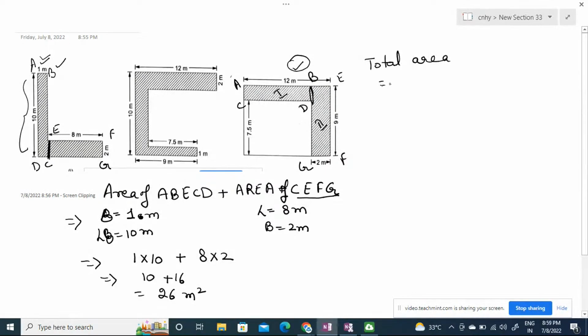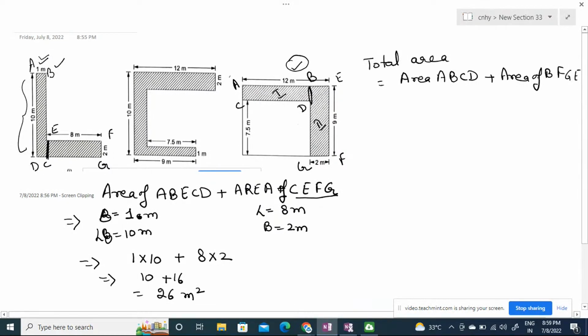Now total area is the sum of the areas. So the area of the first one is 12 into, and we have to calculate the breadth here. BEFG, 9 meter minus 7.5, 1.5 meter is the breadth. Here 12 meter is given. In this BFG we have length is 9 and breadth is 2 meters. But here in this case we have to calculate our breadth.